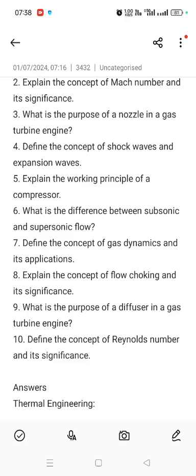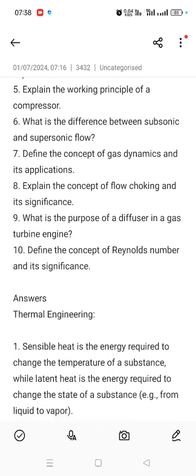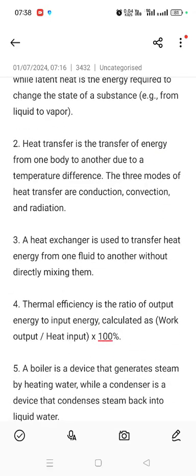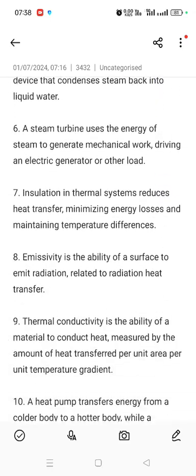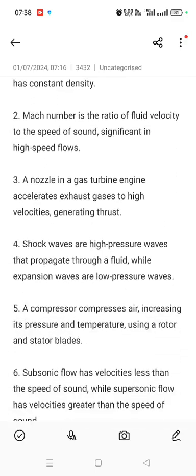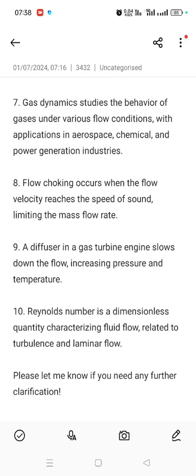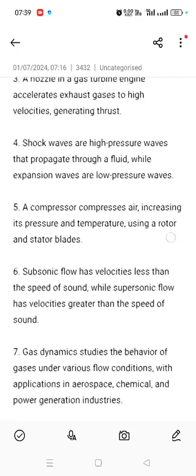Explain the concept of flow choking and its significance. Flow choking occurs when the flow velocity reaches the speed of sound, limiting the mass flow rate. Now, next question.